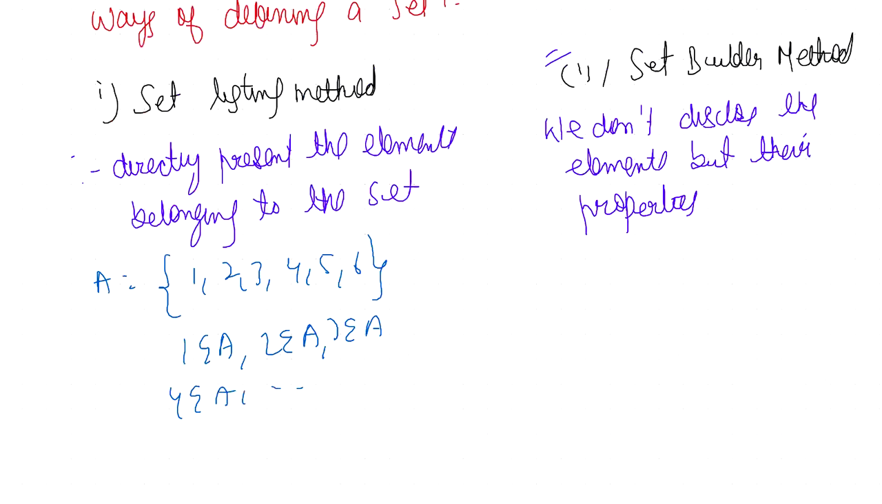But in set builder method, we said that we are not going to disclose the elements. हम बताएंगे नहीं कि क्या-क्या element है, but we'll write their properties. ठीक है? We'll give some description of what we are going to present. So we'll say X such that, now this vertical line means such that. Now X is such that X is a natural number and X is less than 6.